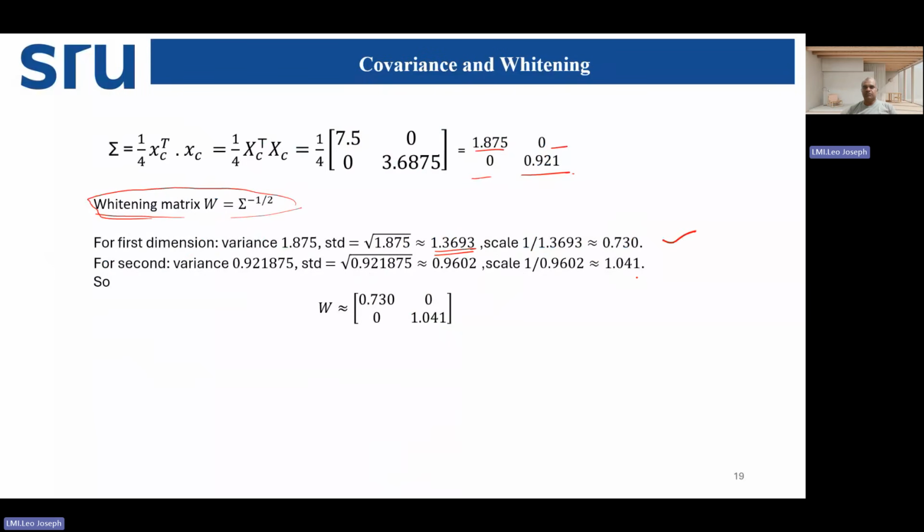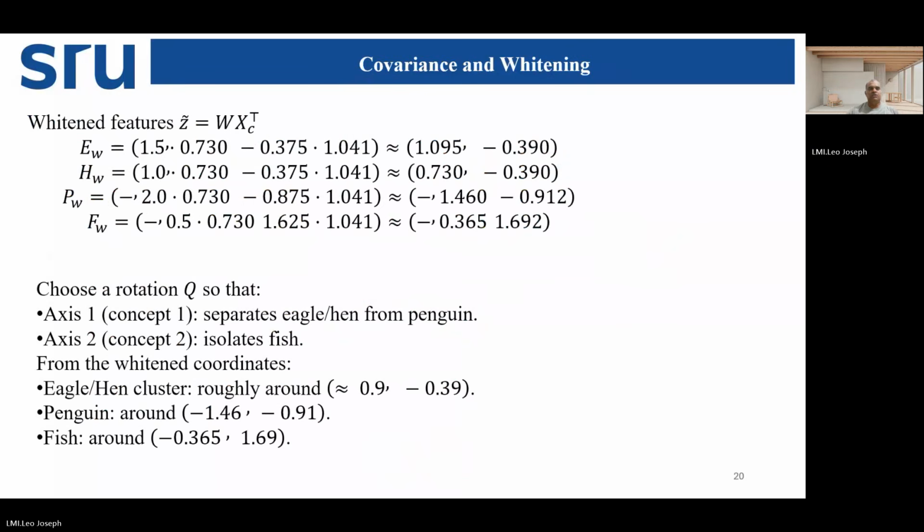And the second variance also I am getting. Now I am replacing the value with the whitening matrix: 0.730, 1.041. Okay, this is called the concept. Now 0.730 is separate, 1.041 is separate. Two are totally divided.